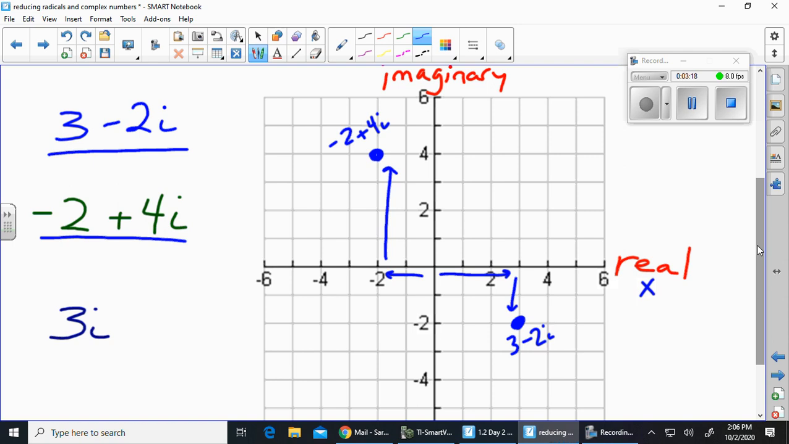3i. Real part is 0, so don't go right or left. The imaginary part is positive. Go up. 3i. Don't make that any harder than what it is.